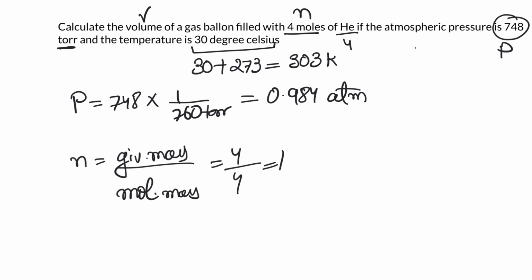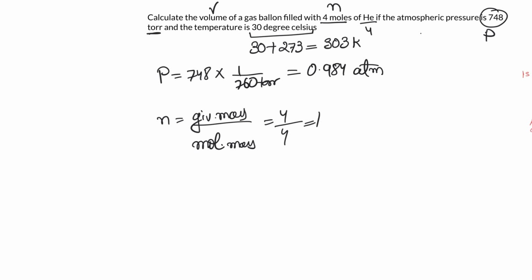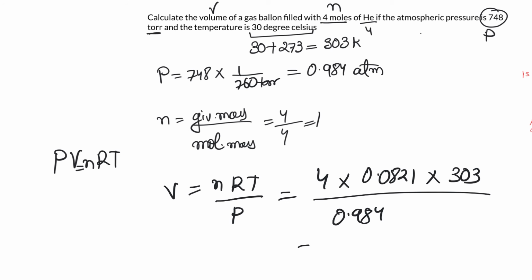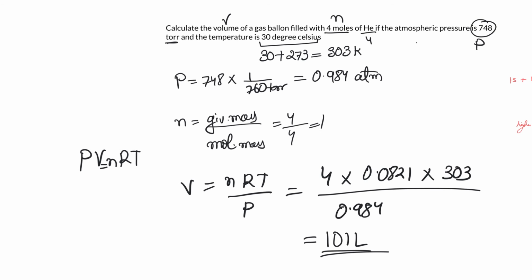So, n is pretty easy. You already know the R, you have already calculated the T. So, what you have to do is calculate the volume, right. So, PV equals nRT is the equation. So, V is nRT upon P, that is 1 times 0.0821 times 303, that is our temperature, divided by 0.984, that is our pressure. This comes to be around 25.3 liters. I hope this makes sense, and I hope this appears as easy to you as it sounds, right.